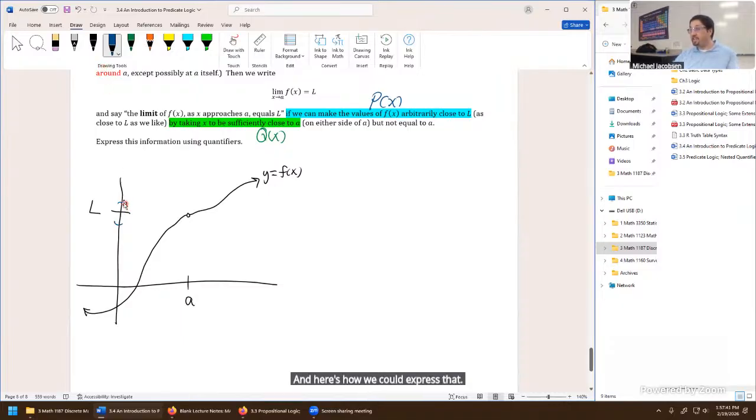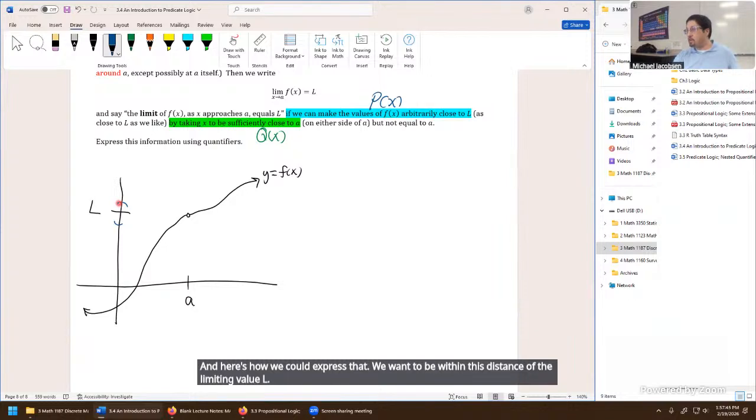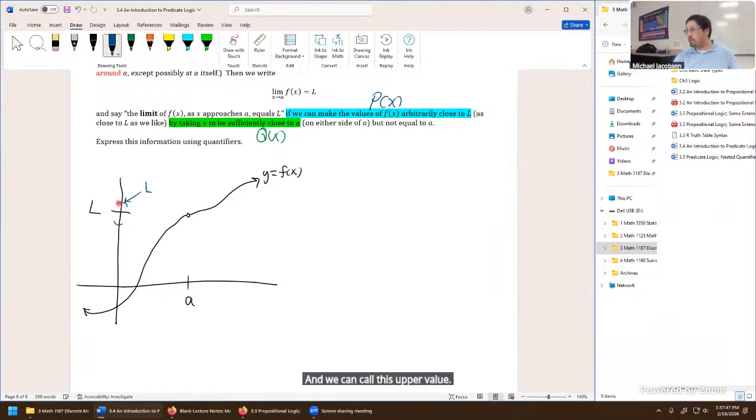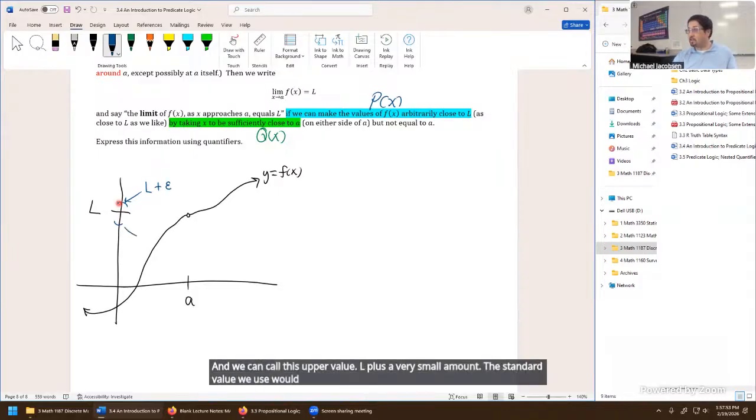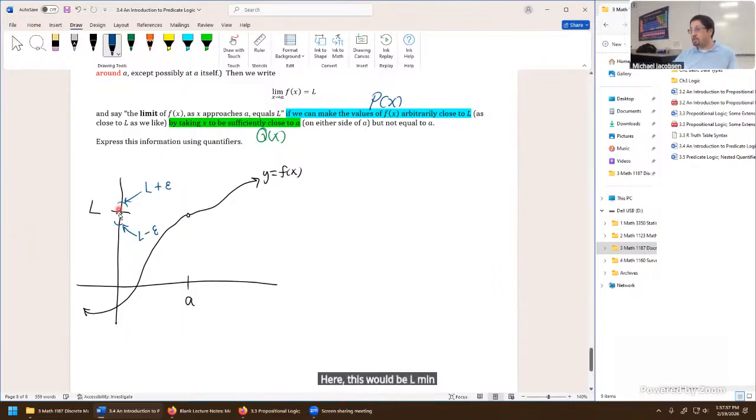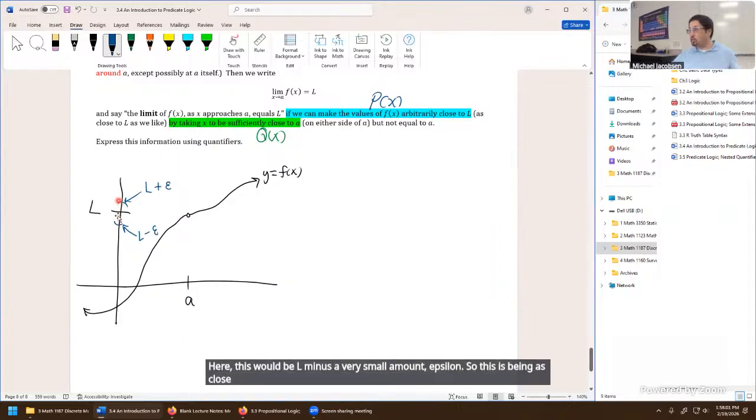We want to be within this distance of the limiting value L, and we can call this upper value L plus a very small amount. The standard value we would use is epsilon. Here, this would be L minus a very small amount, epsilon. So this is being as close to L as we would like for the function value f of x.